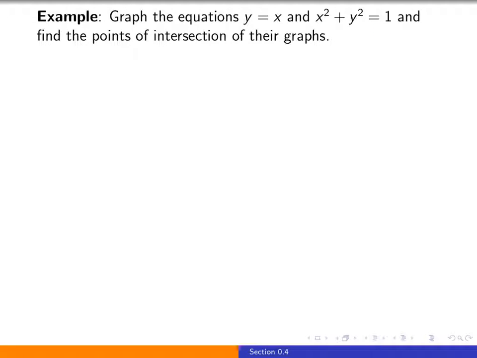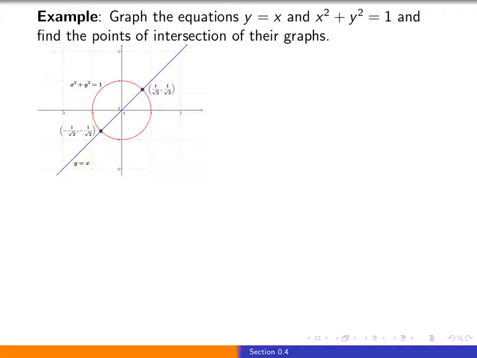Now note, both of these equations have standard graphs that we should hopefully recognize. y equals x is going to be a line with slope 1 passing through the origin, and x squared plus y squared equals 1 is a circle with center (0, 0) and radius 1. It will look something like this. What we need to do is find their points of intersection.